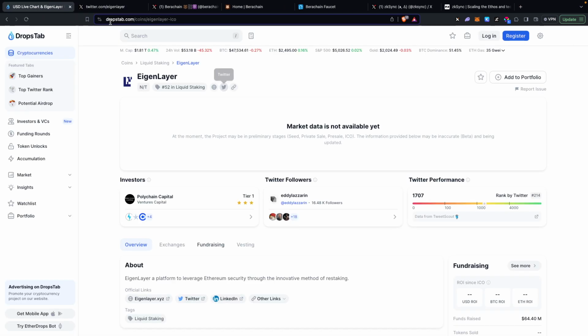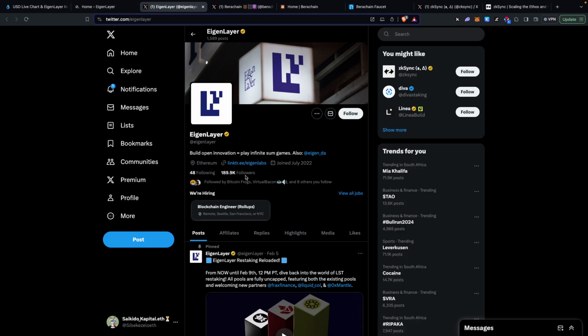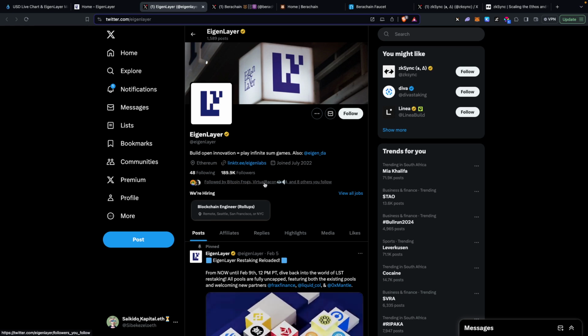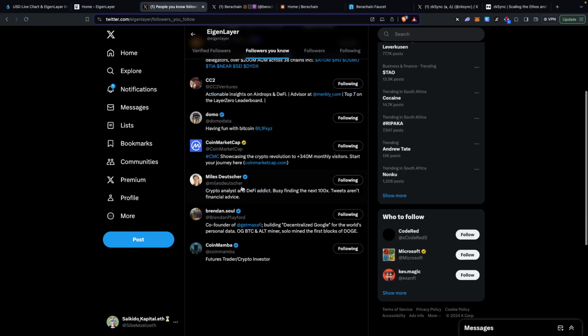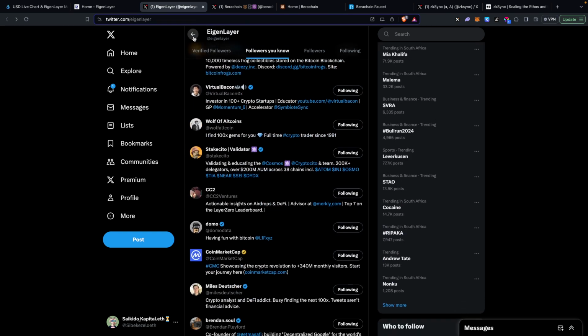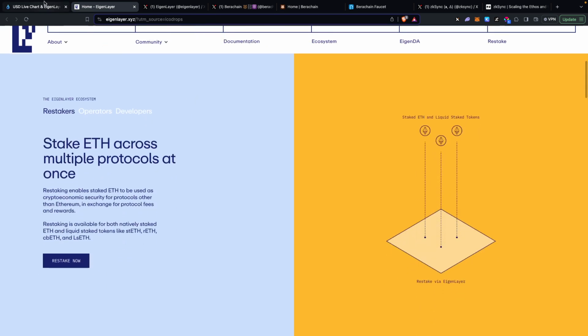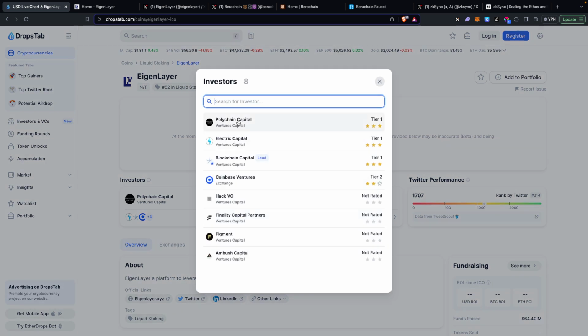I also need to farm this one. So here you can see this is quite a good number already. I'm looking at the followers. I'm looking at who's following, a few guys that I know are in the game and can actually trust. They're also here. So I can go to the website and read about it. And then from there, I want to know who invested. There are top tier one venture capitals. You just click here. Boom.